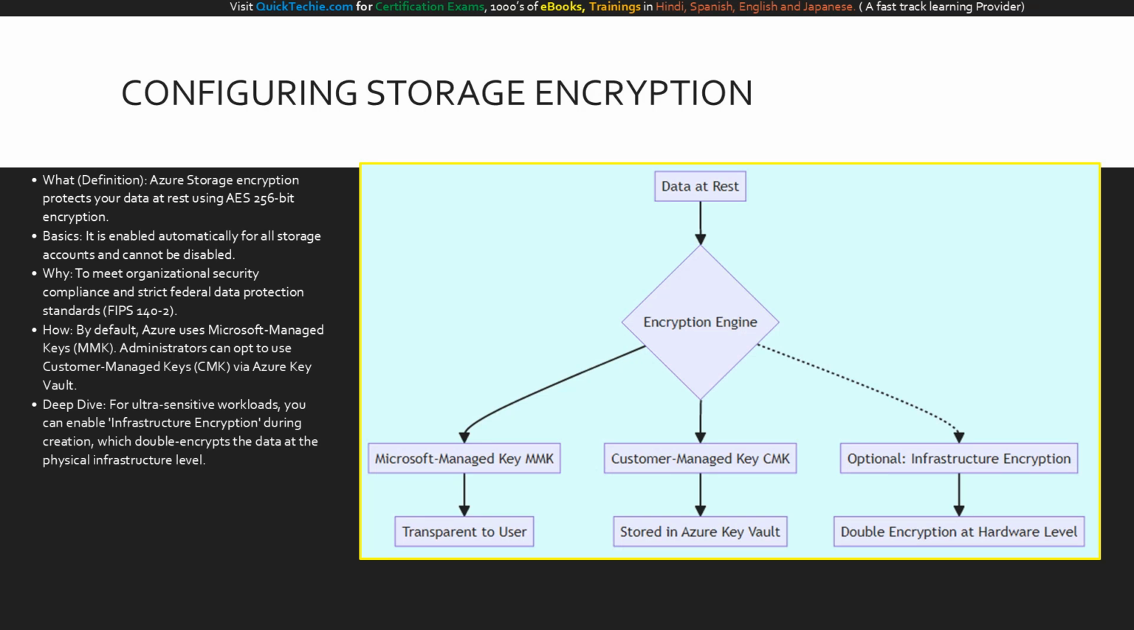What does Azure do? It encrypts all your data at rest using military-grade AES 256-bit encryption. As a basic rule, this is enabled automatically on every storage account, and it physically cannot be disabled. Why? Because it guarantees that Microsoft meets strict global compliance standards like FIPS 140-2 out of the box.